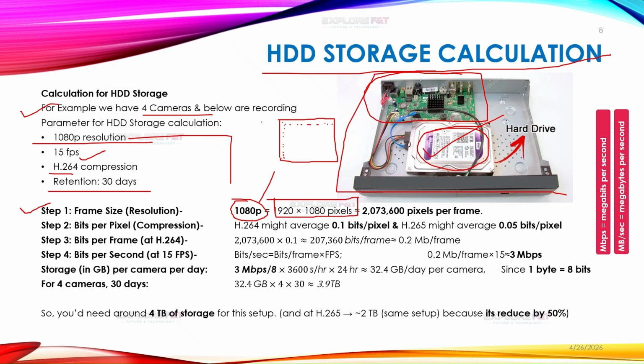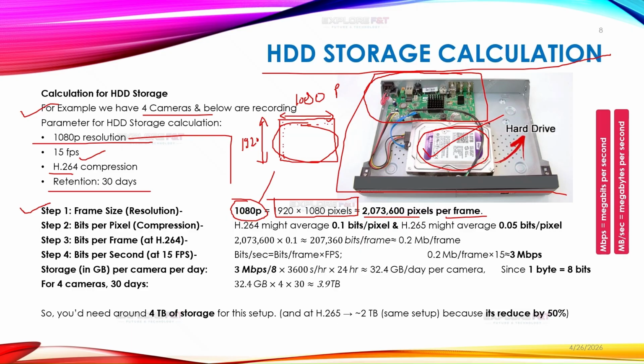Suppose this complete line has 1920 dots, pixels, and this complete line has 1080 pixels. Okay, so if you multiply, you will get the total number of pixels here. So approximately it will come to 20 lakh 73,600 pixels per frame.